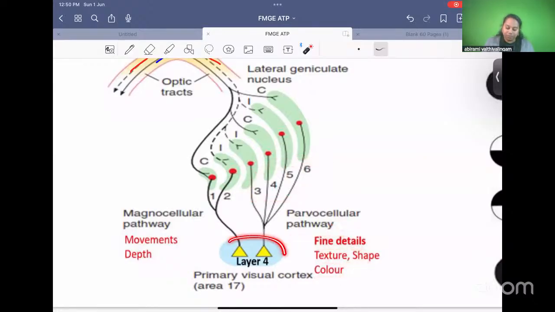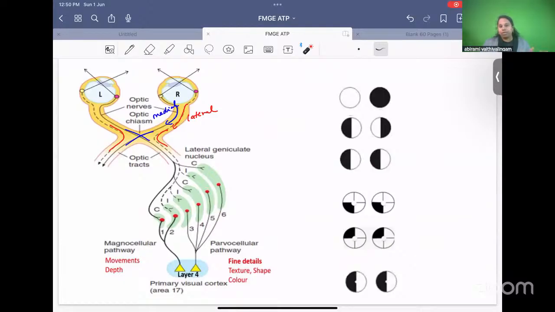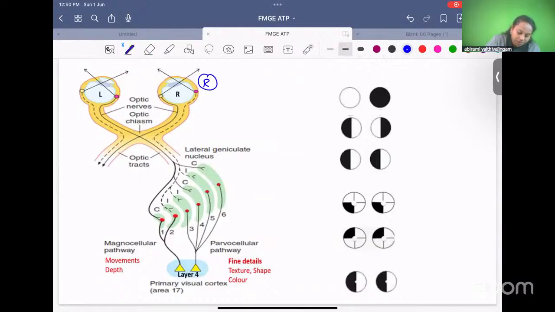And all of them will reach layer 4 of the primary visual cortex. When they touch the occipital lobe, the primary visual cortex, you are able to see things. So this is the visual pathway. More important, defects of the visual pathway. We'll do only right-sided defects. Let's start with the right side optic nerve.